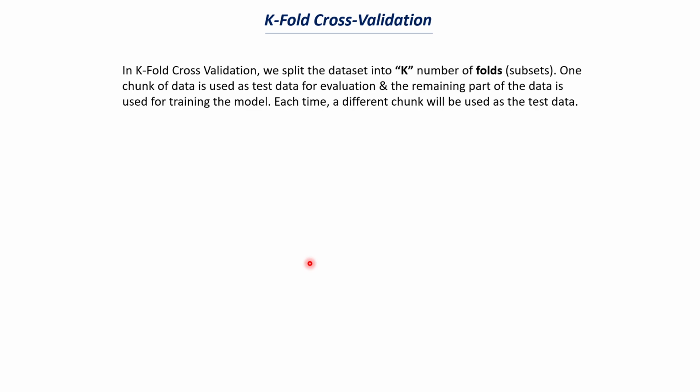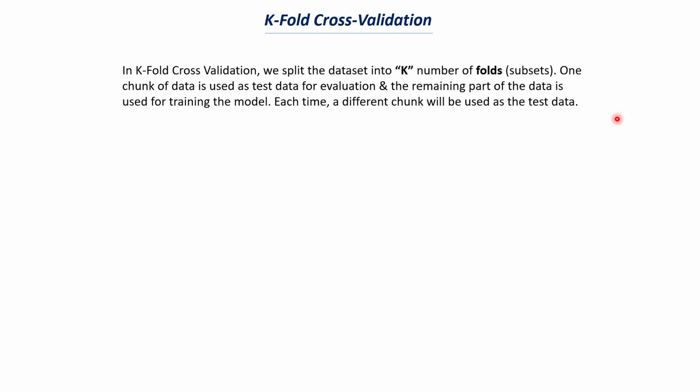So let's get started. First of all, I'll give you a formal definition of what is meant by k-fold cross-validation. In k-fold cross-validation, we basically split the dataset into k number of folds, or you can think of these folds as subsets. One chunk of data is used as test data for evaluation, and the remaining part of the data is used for training the model. And each time a different chunk will be used as the test data. So this is the formal explanation for k-fold cross-validation. And if you don't understand what this definition means, it's all fine. I'll explain clearly what this means, and we will also take an example.